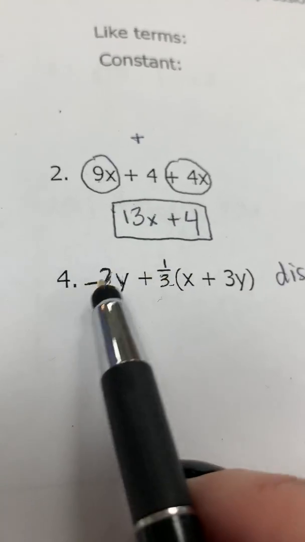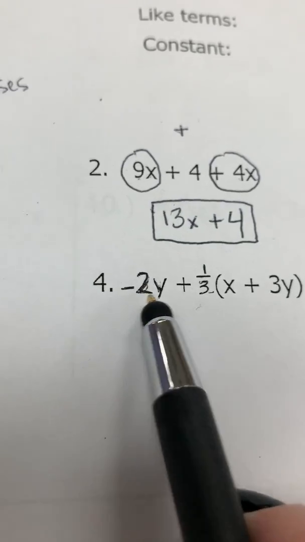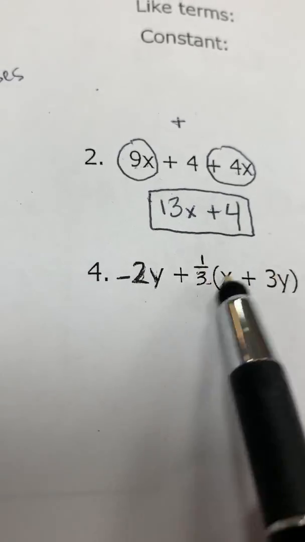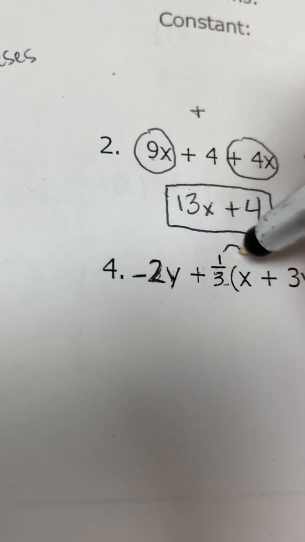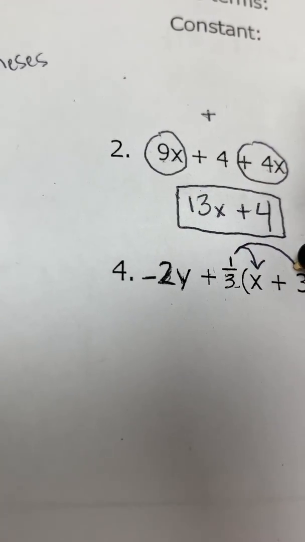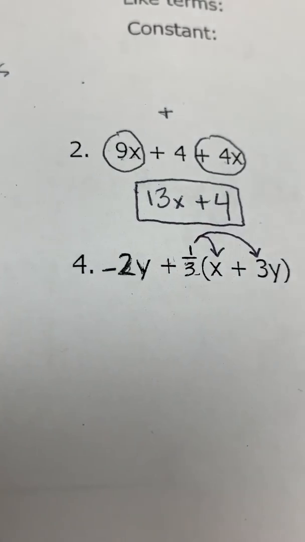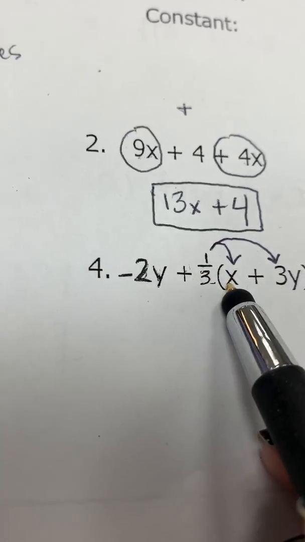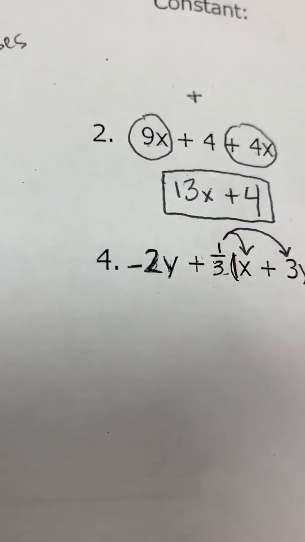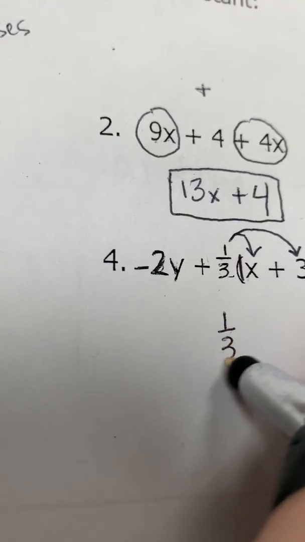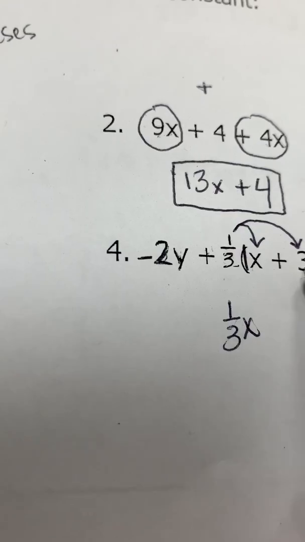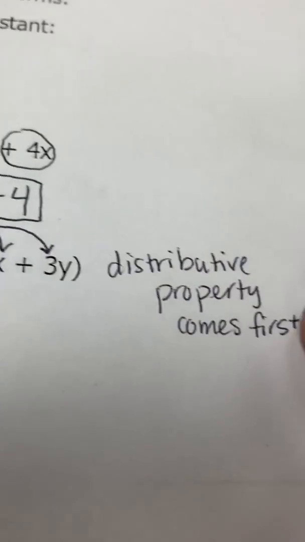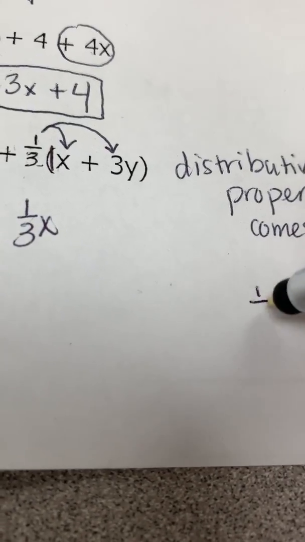So I'm going to ignore this negative 2y here, and this 1/3 is what's outside here. So I'm going to do, and it's positive, positive 1/3 times x and positive 1/3 times 3. 1/3 times x, again, there's an invisible 1 there, so that's just 1/3 x, because anything times 1 is itself. And then here I have 1/3 times 3. I'm going to show my work for that off to the side over here.